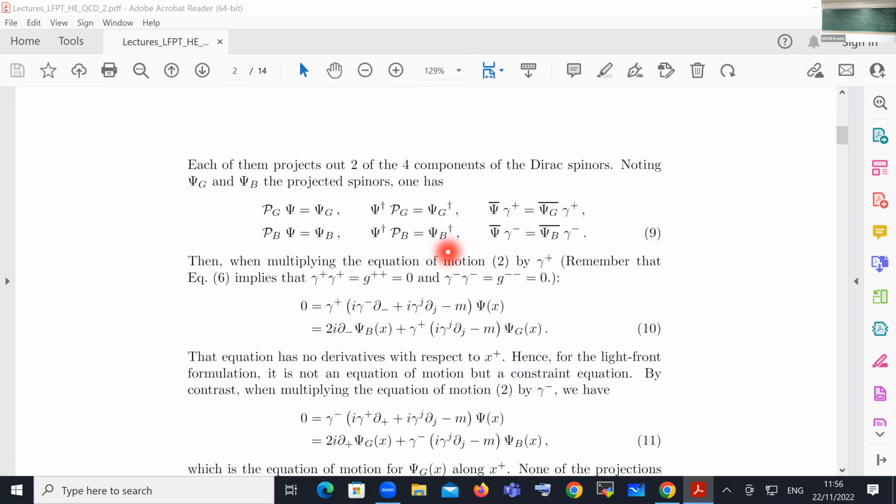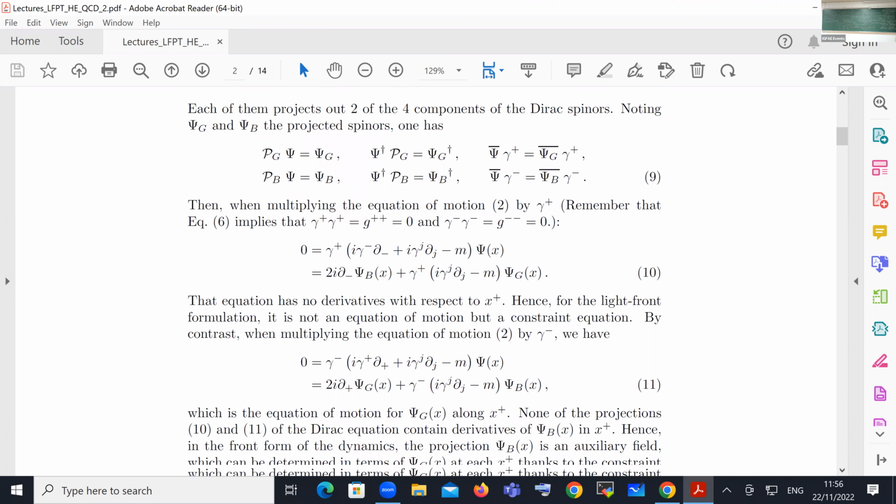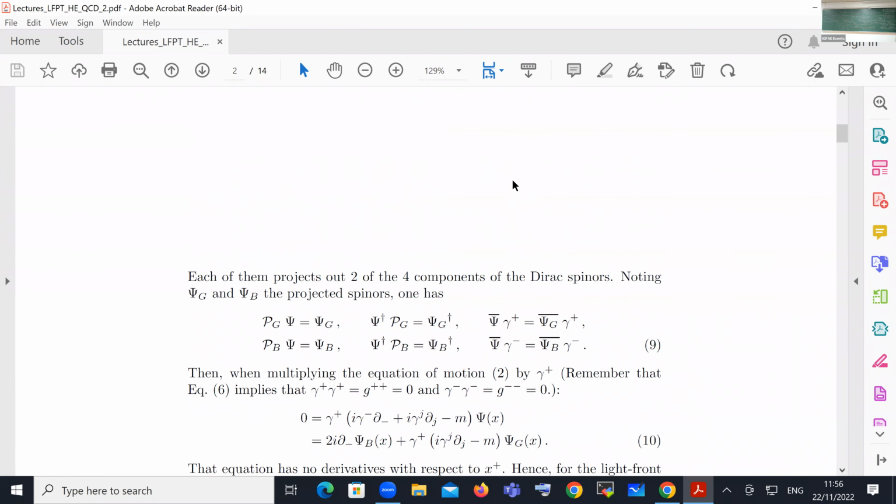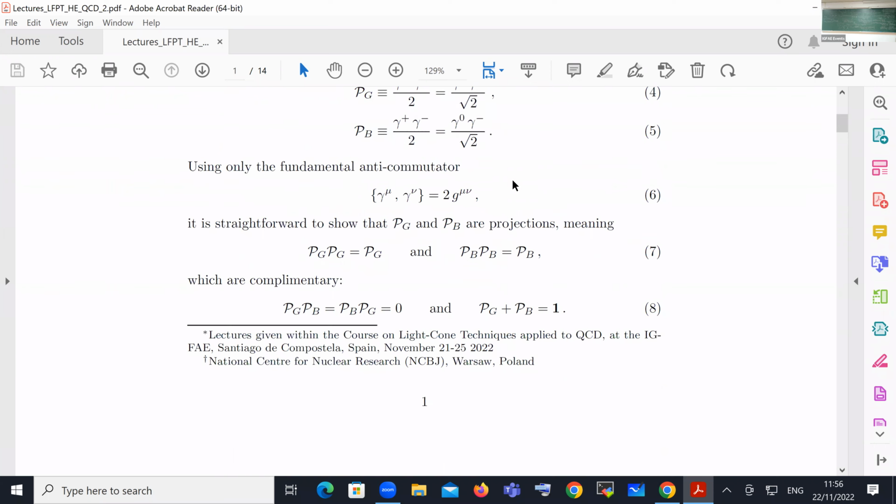Okay, so you can apply it to the field and you get the so-called psi G or psi B component. And here you have the rules of how to deal with it, so how it also affects the conjugate, the bar field. Okay, fine. But why do we do this?